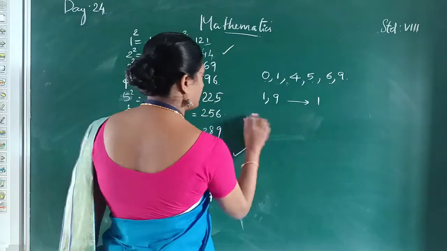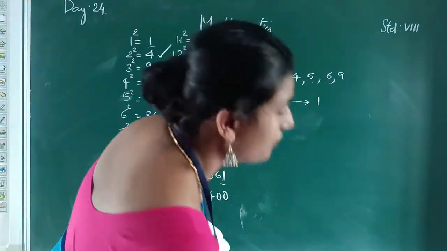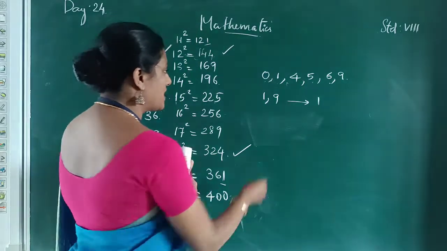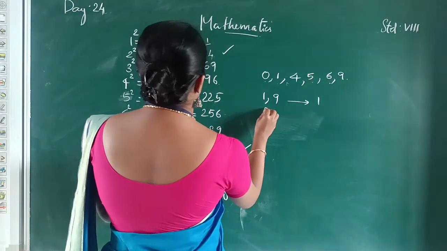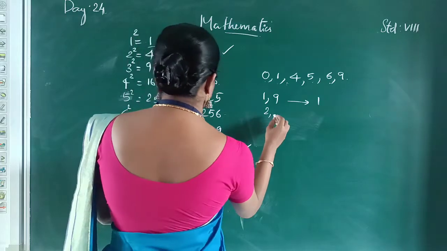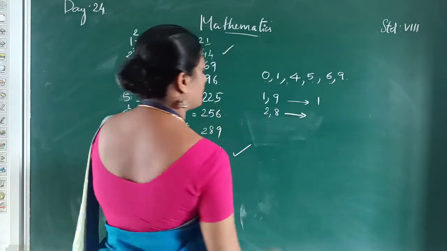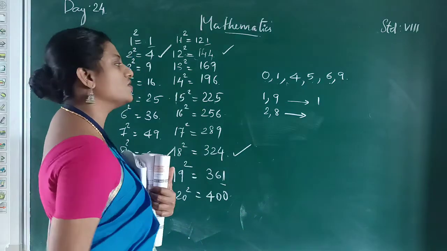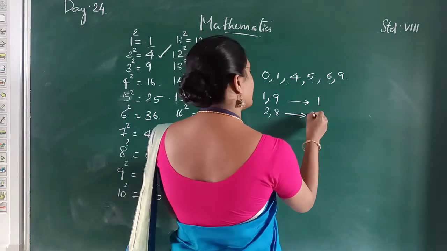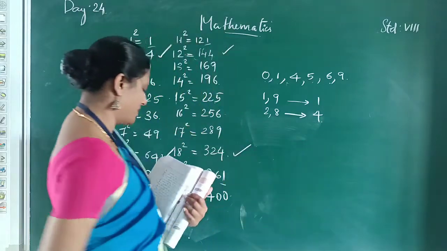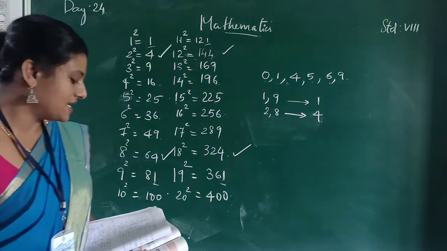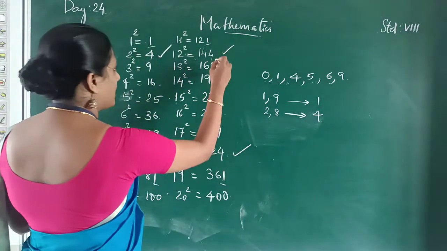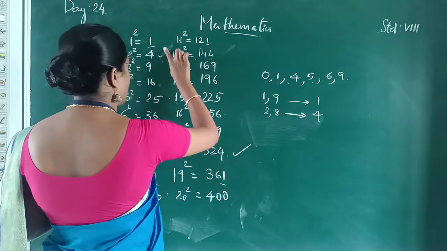So we can write, if a number has 2 or 8 in the ones place, and if we take the square of those numbers, that square will end in the number 4. Okay, next is 3, right?